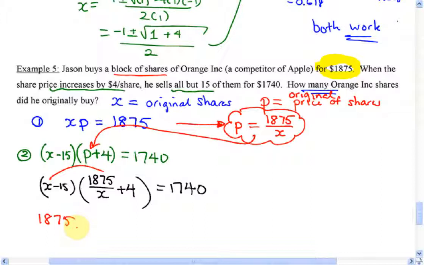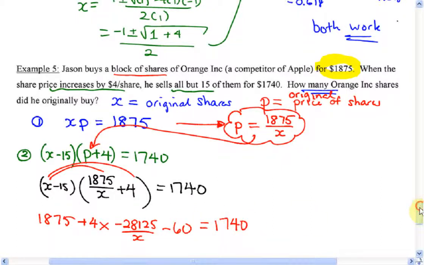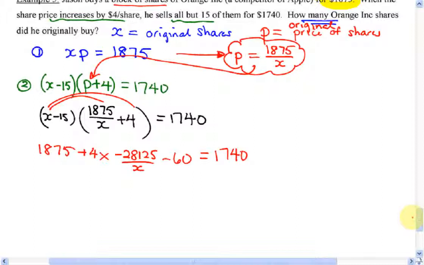Okay. Keep going now. X times 4 is just 4X. What's 15 times 1875? Uh-oh. 28,125. Don't forget the over X, right? Because you have the denominator of X there. And then I guess you have minus 60. And that equals 1,740. It's time to do some simplification here, and then once again you're going to have to try to solve. So I'm thinking 1875 along with the minus 60 and the 1740. Can we all combine that together somehow?